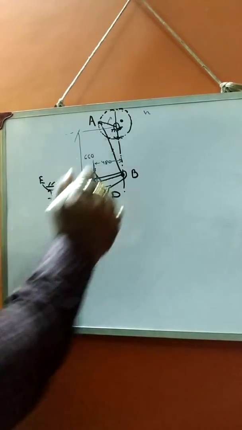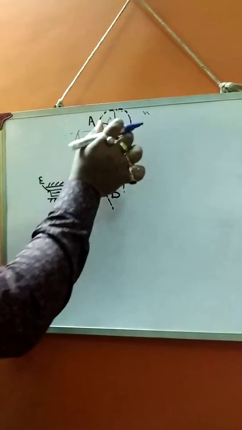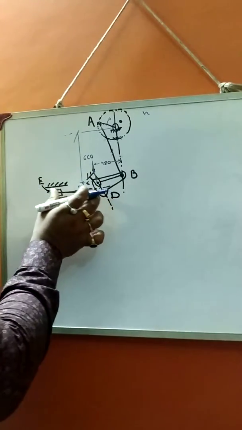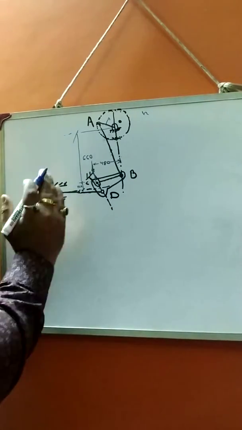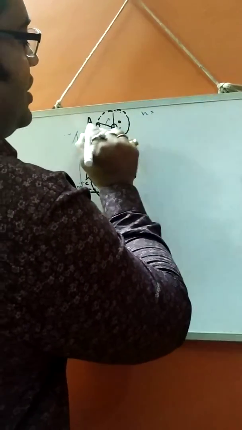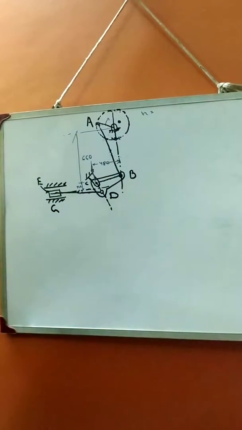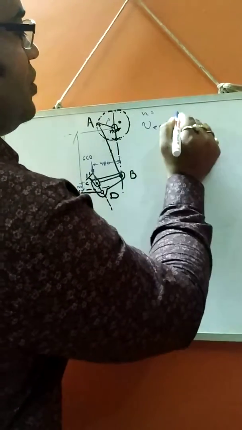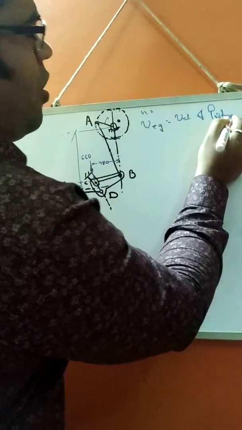Now suppose you have been given all the dimensions of OA, AB, BC, CD, and this length is immaterial. So this length is not required right now, and how far the piston is, is immaterial. From these dimensions and the RPM provided, you have been asked to find the linear velocity of E with respect to G, or the velocity of the piston.